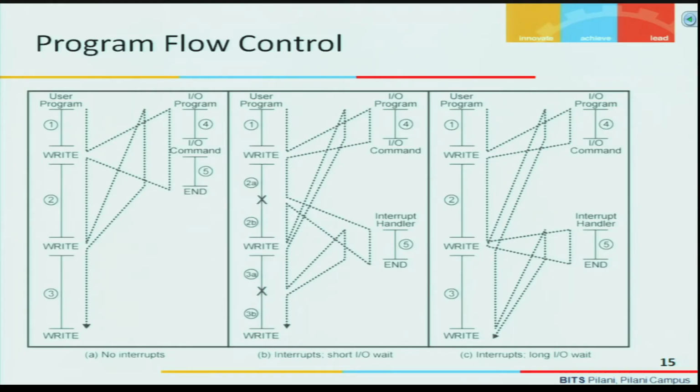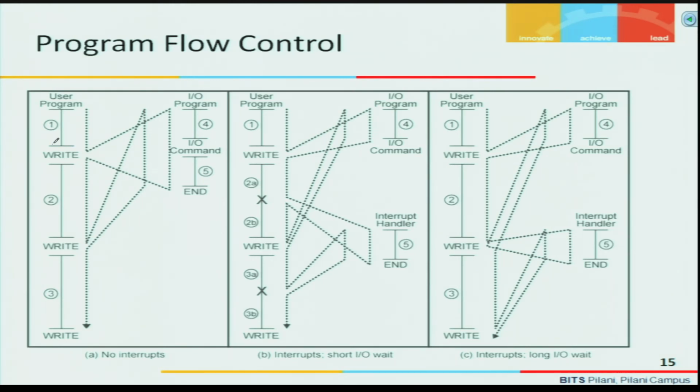So let us see how the program flow control happens without interrupt and with interrupt. What is the difference? We can visualize it from this slide. With no interrupts, the device is not sending any interrupt to the processor, and there is no communication from the device to the processor. That is what usually happens in programmed IO.